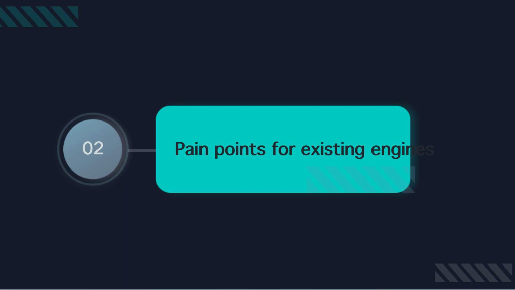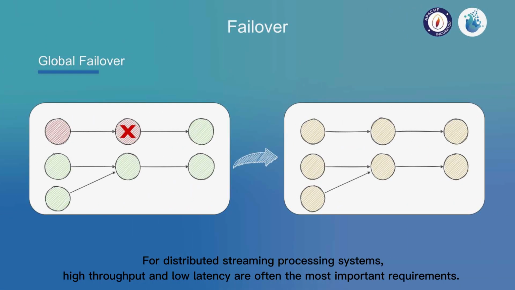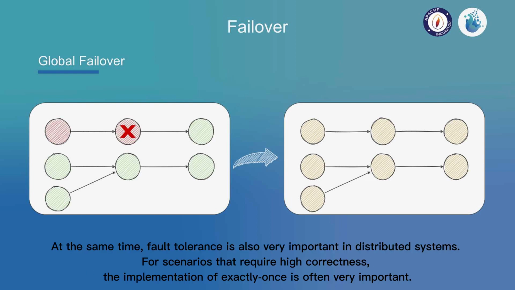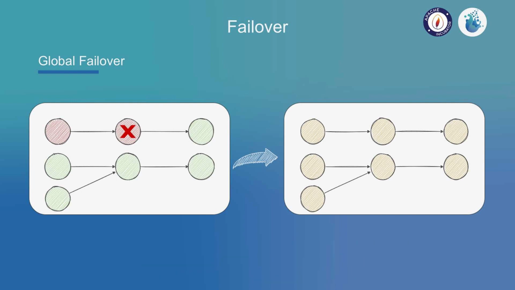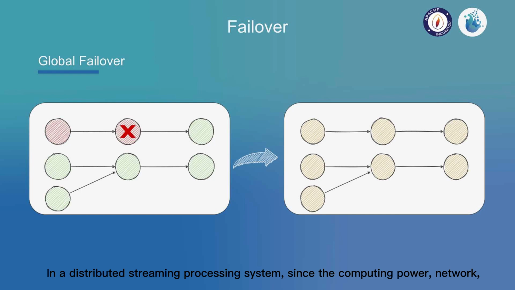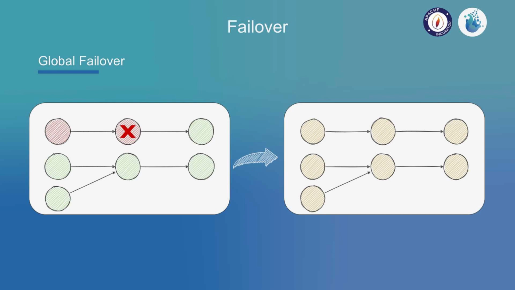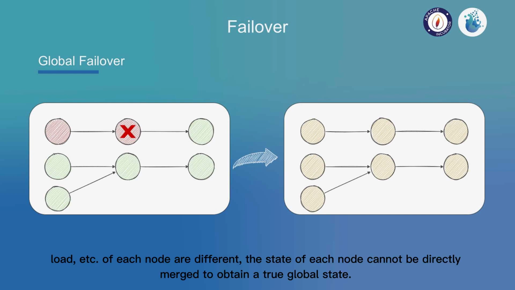2. Pain points for existing engines. For distributed streaming processing systems, high throughput and low latency are often the most important requirements. At the same time, fault tolerance is also very important in distributed systems. For scenarios that require high correctness, the implementation of exactly once is often very important. In a distributed streaming processing system, since the computing power, network, load, etc. of each node are different, the state of each node cannot be directly merged to obtain a true global state.